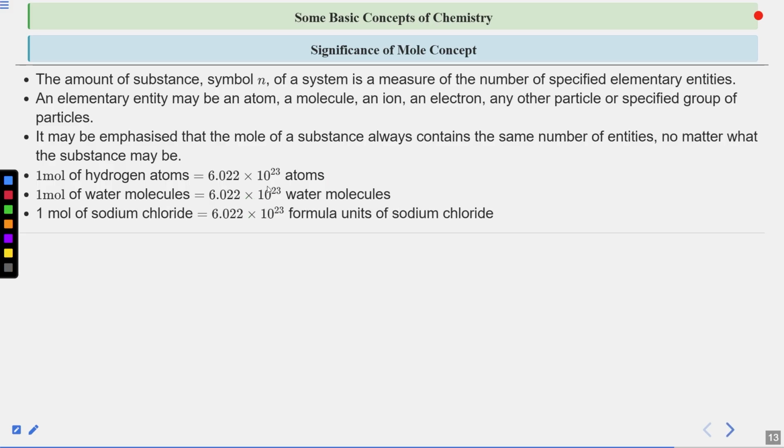And again, if we are taking 1 mole of sodium chloride, then we will have 6.022 into 10 to the power 23 formula units of sodium chloride. Okay, since it is sodium chloride, we are using the term formula unit. So I hope you got the point of using this 1 mole, or the mole concept.